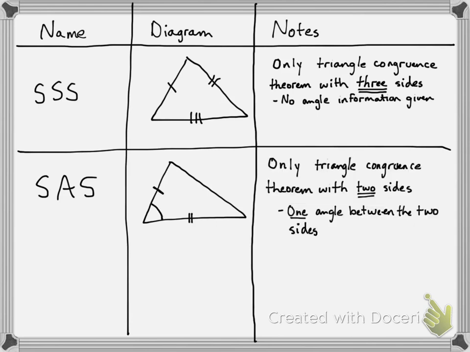Now we also have this one. I'm putting it up on the screen there. So the notes here, side, angle, side, say that this is the only triangle congruence theorem with 2 congruent sides given. So if there's 2 congruent sides, it has to be side, angle, side.